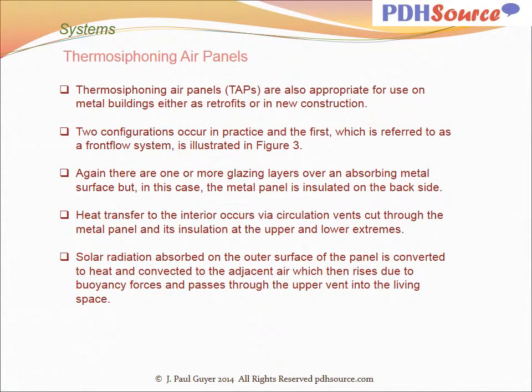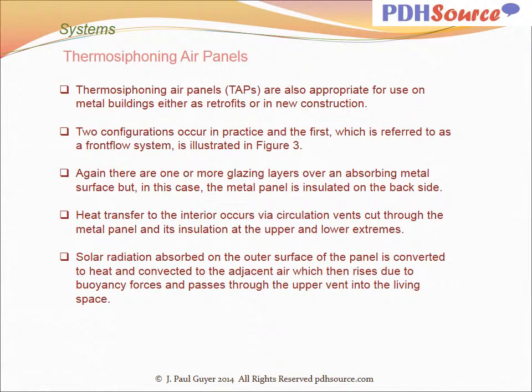The next system is thermosiphoning air panels. Thermosiphoning air panels, frequently referred to as TAPs, are also appropriate for use on metal buildings either as retrofits or in new construction. Two configurations occur in practice, and the first, which is referred to as a front flow system, is illustrated in Figure 3.